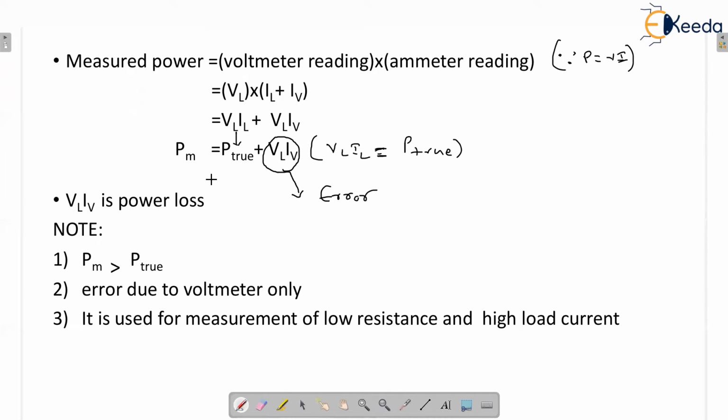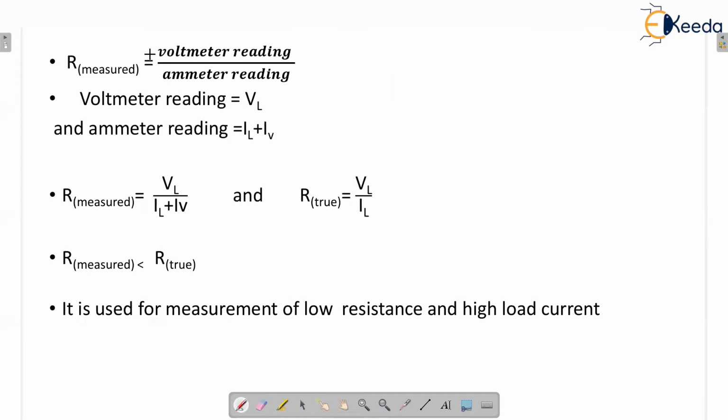So note, from this equation, measured power is greater than true power. The error is due to the voltmeter only. It is used for measurement of low resistance and high load current. If resistance is low, with the same formula I is equal to V by R, the current is high. So it is used for the measurement of low resistance and high load current.